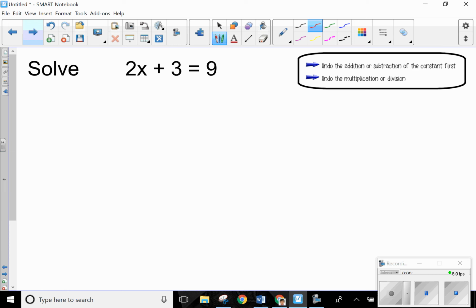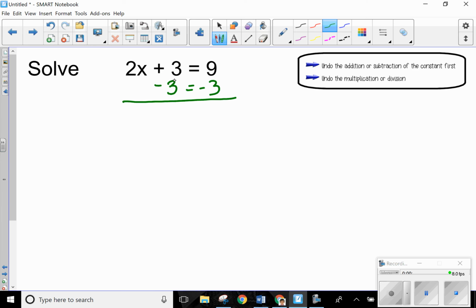So here's our first example. 2x plus 3 equals 9. This is a two-step equation because we have multiplication of the x and then the addition of the 3. So our first step is to undo the addition or subtraction of the constant first. The constant is the number 3 and it's being added by 3. So the inverse or the opposite would be to subtract 3 on both sides of the equation.